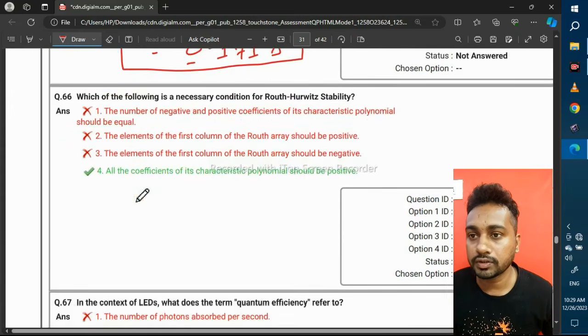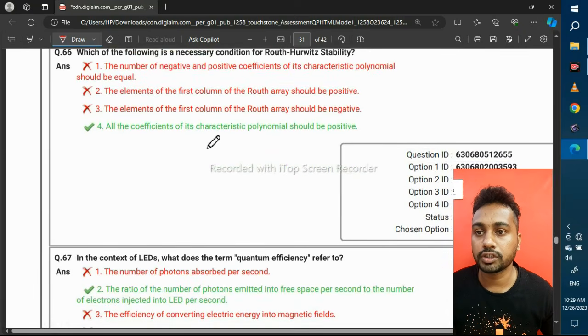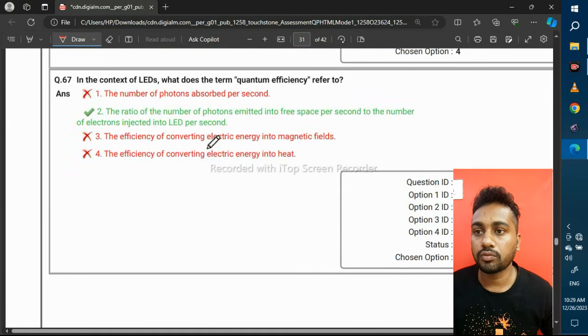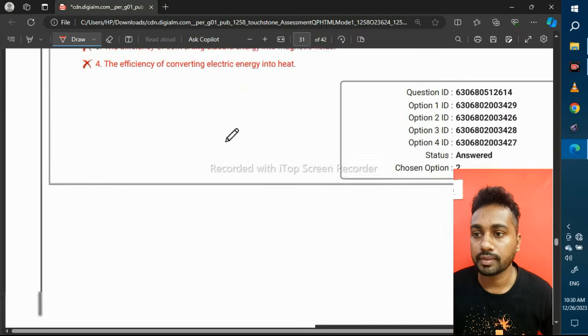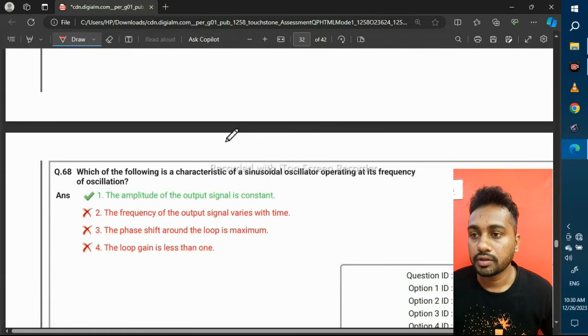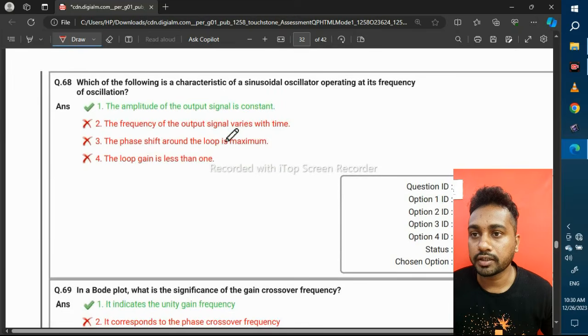Which of the following is a necessary condition for the Routh-Hurwitz criteria? All coefficients of the characteristic polynomial should be positive. This is right only. In the context of LED, what does the term quantum efficiency refer to? The ratio of the number of photons emitted into free space per second to the number of electrons injected into the LED per second. This is right. Which of the following is a characteristic of a sinusoidal oscillator operating at its frequency of oscillation? The amplitude of the output signal is constant.